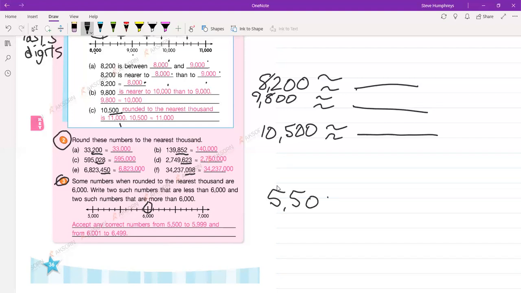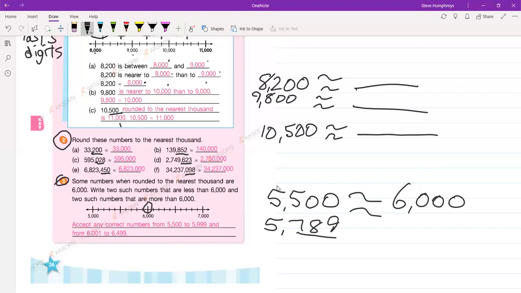5,500. That's an example. That's 1 number. Rounded to the nearest thousand will be 6,000. Okay, and 2 numbers that will be rounded up to 6,000. Another number could be 5,789. Last 3 digits. I'm going to round that up. 6,000.